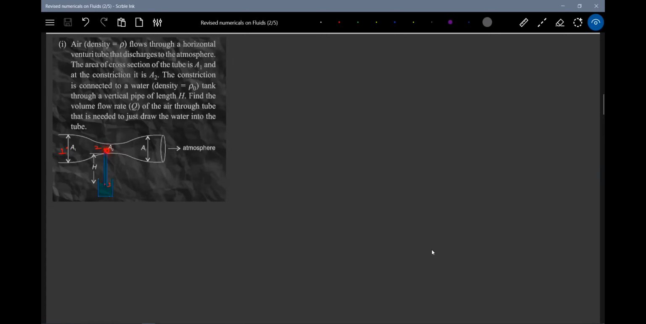I just brought the numerical in here. Let the speed of the air at 1 be V1, and here let it be V2. Now the flow rate applies: Q1 equal to Q2, which means A1 V1 equals A2 V2. A1 and A2 are given, and we have to find the flow rate of the air through that. This everything should be equal to Q.